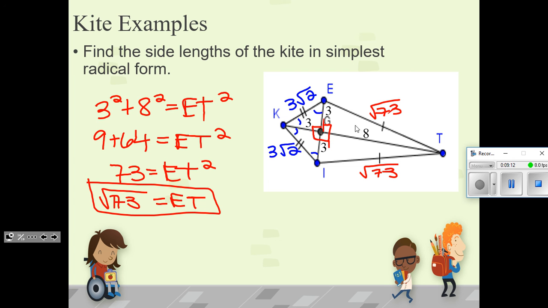For this one, you're going to do the Pythagorean theorem. 3 squared plus 8 squared equals c squared. So I did it here. 3 squared is 9, 8 squared is 64, and then this right here is c squared, which is 73. So radical 73 is the answer. And we're going to write it in simplest radical form. So this is radical 73, this is radical 73. Write these on your paper, please.